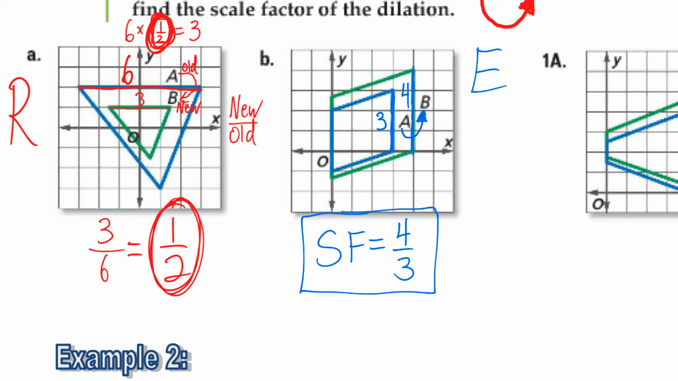Okay? And again, what would happen is if you took the old number of 3 times 4/3, the scale factor, that's going to give you that 4. Okay, it's just simple math. It's simple algebra what's happening there.